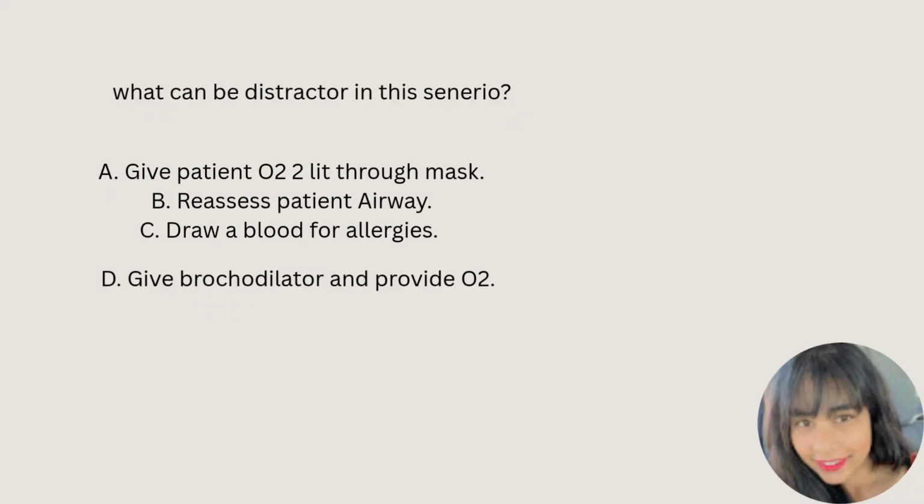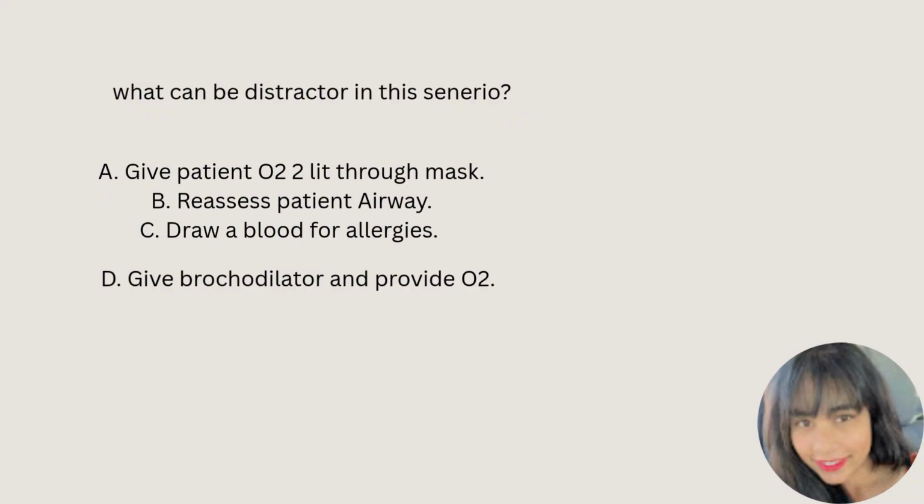Once you think about your answer, you fix your priority. Now read all the options. So it's also a scenario of distractors. First, A: give patient O2 2 liters through mask. B: reassess patient airway. C: draw blood for allergies. D: give bronchodilator and provide O2. My right option is D, give bronchodilator and provide O2.